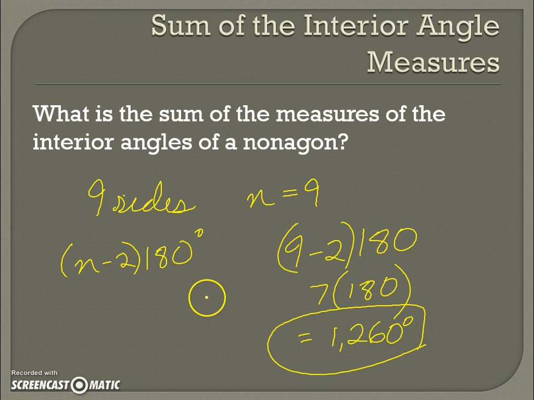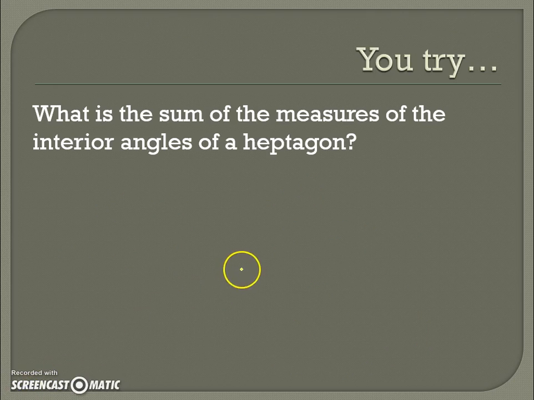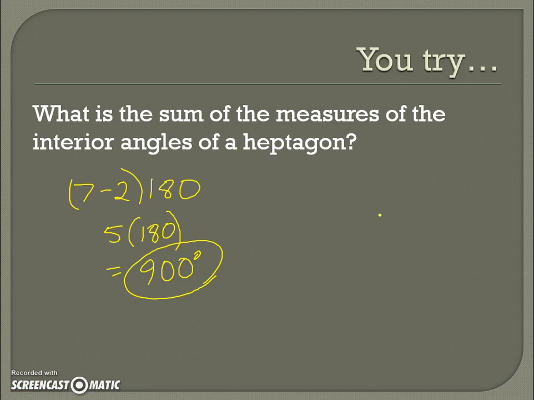That's all you're doing on this. Very, very simple, very, very straightforward. So here's one for you to try. A heptagon, remember that is 7 sides. Answer will be up in 3, 2, 1. All right, so here's what I got, 900 degrees. If you did not get that, check your work against mine.